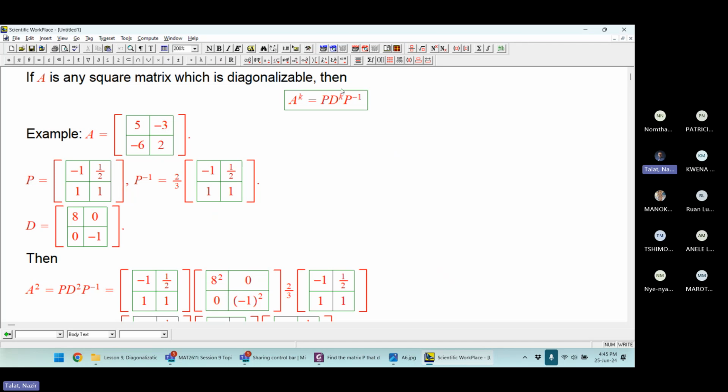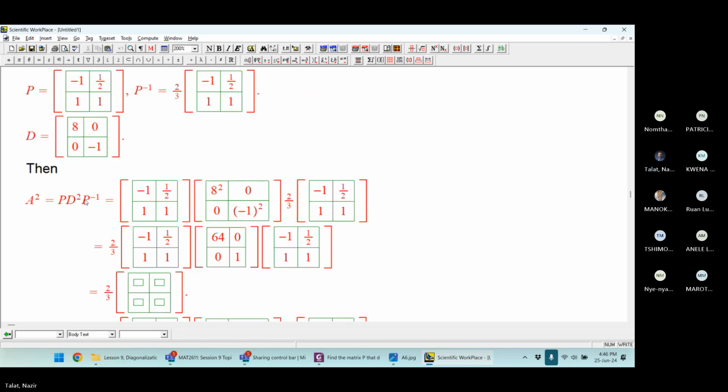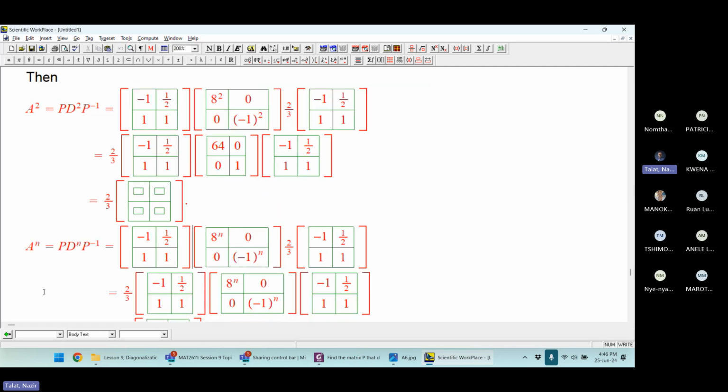Means if A is any square matrix which is diagonalizable, then you can write A power k is equal to P D power k P inverse. So here we saw that example that if A is a matrix, then we have a P and P inverse. D is also available. For making A square, just put the D square entries and multiply all of that. We will get the square of the matrix. Similarly, for A power n, we can just compute it and get the values.